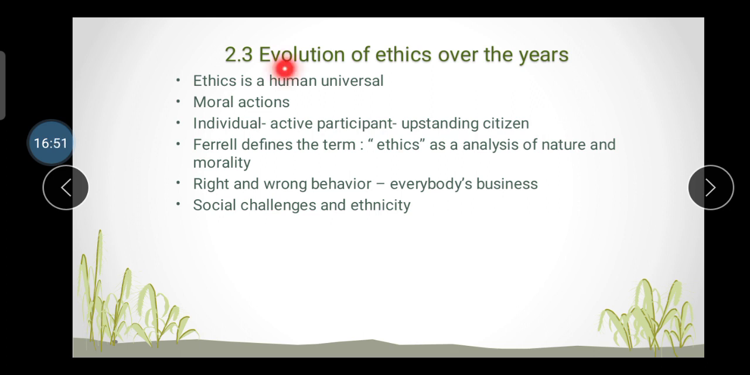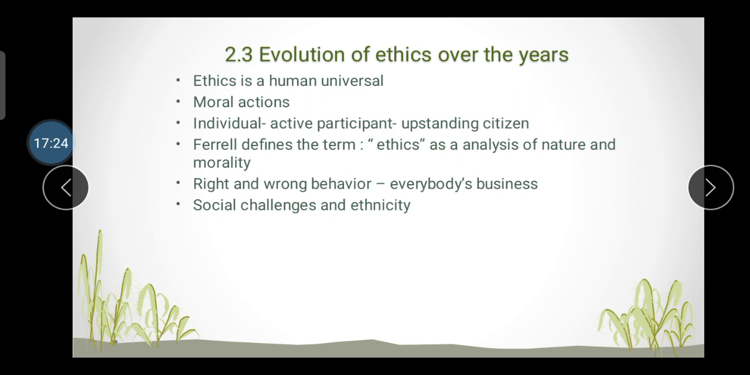And then they have to take moral actions for their business and for their profession. Then, as individual and active participating citizens, whatever they do, they have to try to develop it for the nation. Then Farrell defines the term ethics as an analysis of the nature of morality. Whatever rules and regulations you should follow will be analyzed through your ethics only. So, right and wrong behavior in everybody's business.